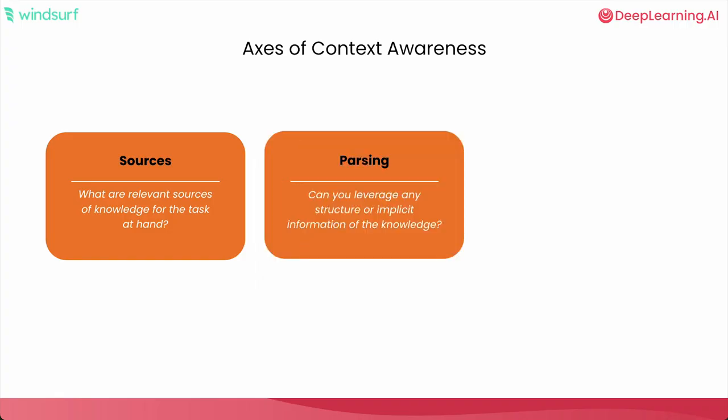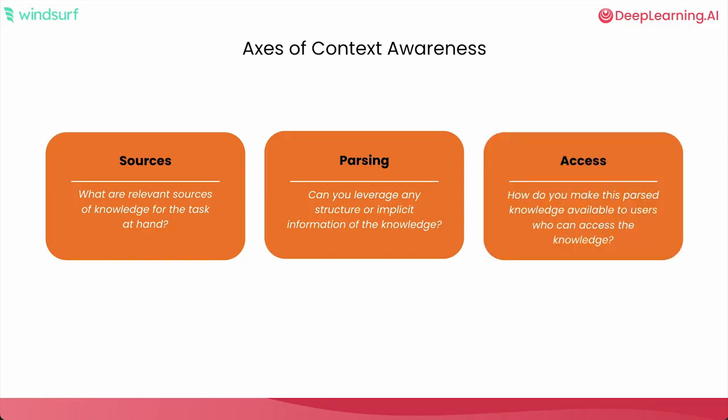The other half is parsing. It's great to have access to data, but how are you actually reasoning over that data? Is there structure or implicit information of that knowledge that can actually improve the ability to retrieve relevant information from large corpuses of information? And we will talk about this a little bit more in detail in a couple of slides. And finally is access. This is a little bit less from improving the quality, but an axis of context awareness to be aware of, especially when we're thinking about large organizations that might have access controls over certain pieces of knowledge. AI should not give access to knowledge that would be otherwise unavailable to a particular user.